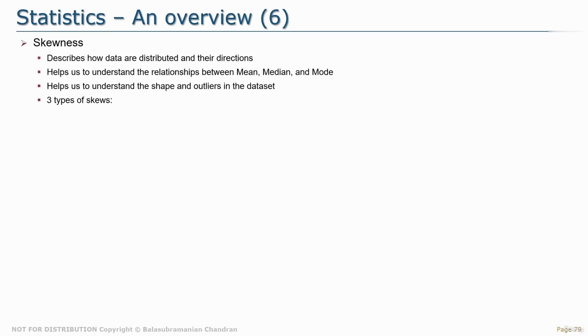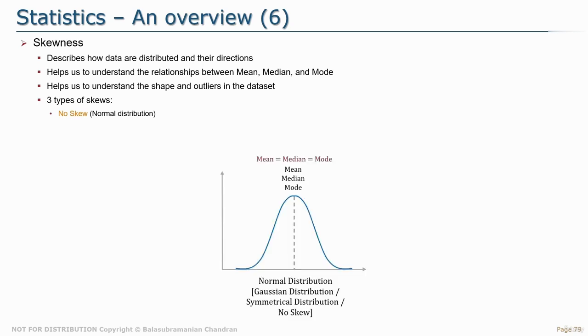What is skew? A skew describes how data are distributed and their directions. It helps us to understand the relationships between mean, median, and mode. It also helps us to understand the shape and outliers in the dataset. There are 3 types of skews. No skew, which is a normal distribution. In a no skew distribution, the mean, median, and mode will be the same. The no skew is also called the normal distribution, Gaussian distribution, or symmetrical distribution.